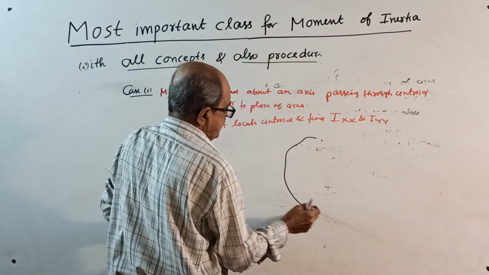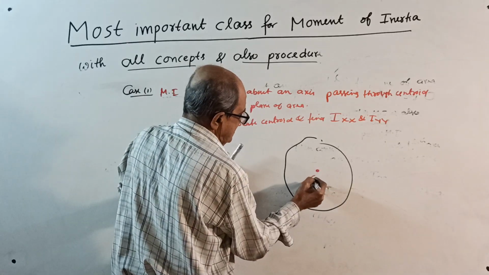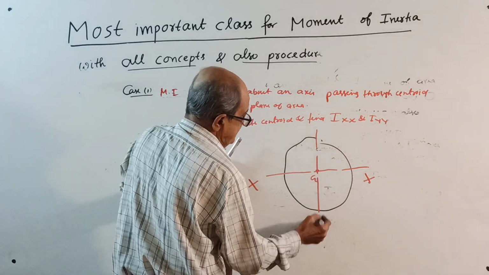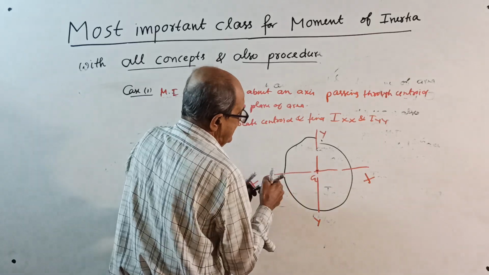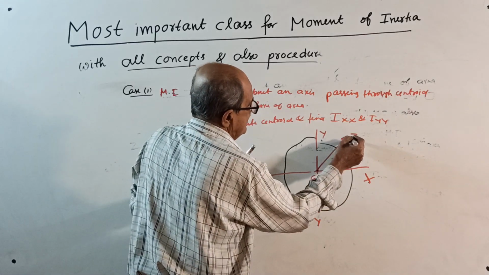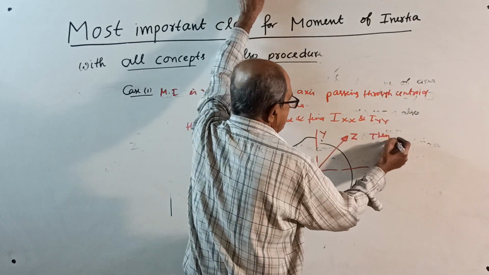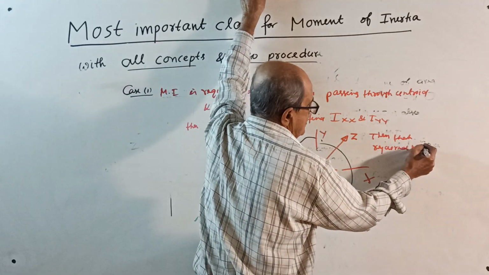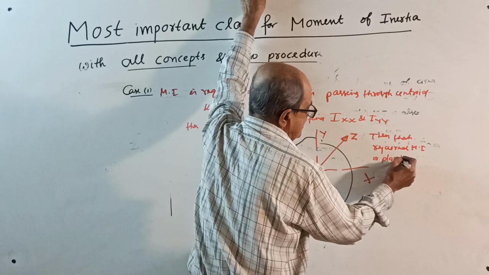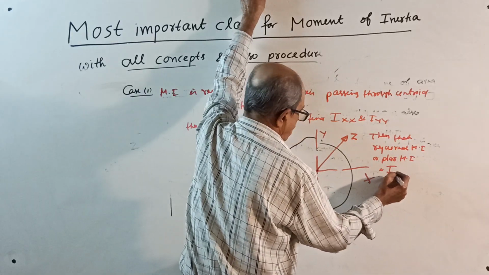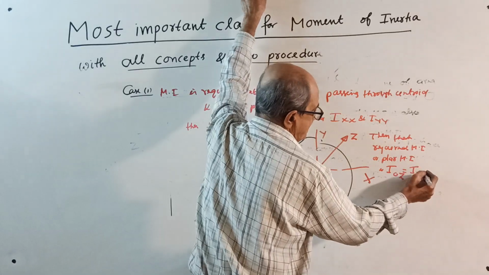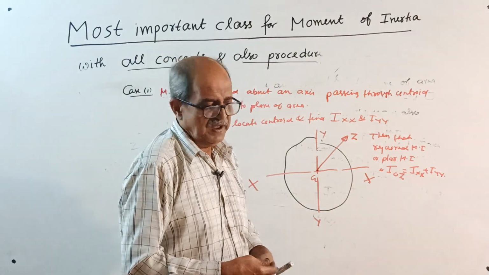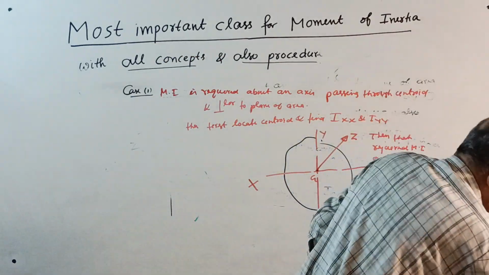See, if this is a given lamina, centroid is here, G, find I about XX and I about YY. You find these, how? Already done. Then, see, that Z axis. Then that required moment of inertia, or the polar moment of inertia, that is IOZ equals IXX plus IYY. Now you have to locate centroid. Okay, or see here, make one last note.